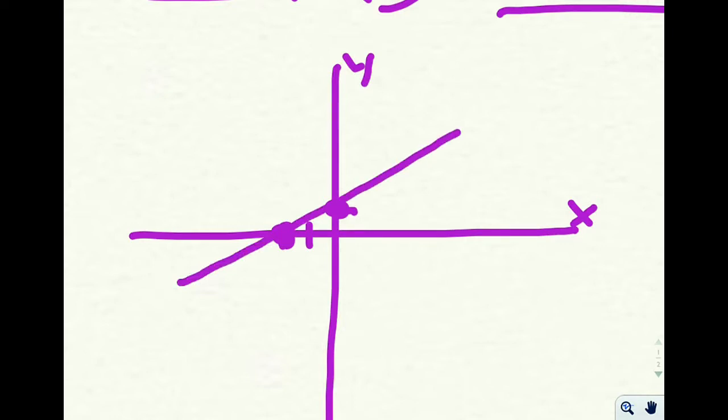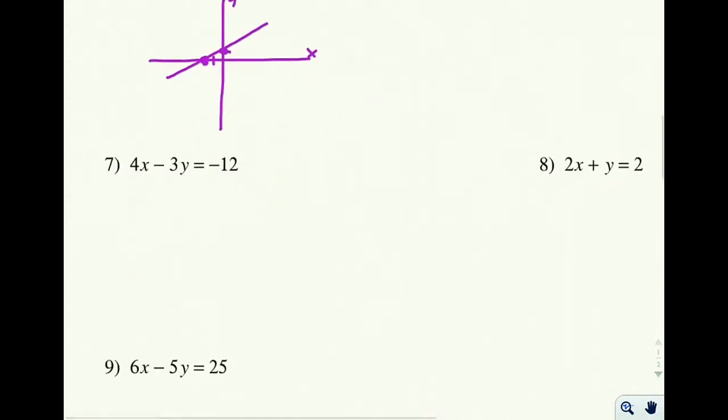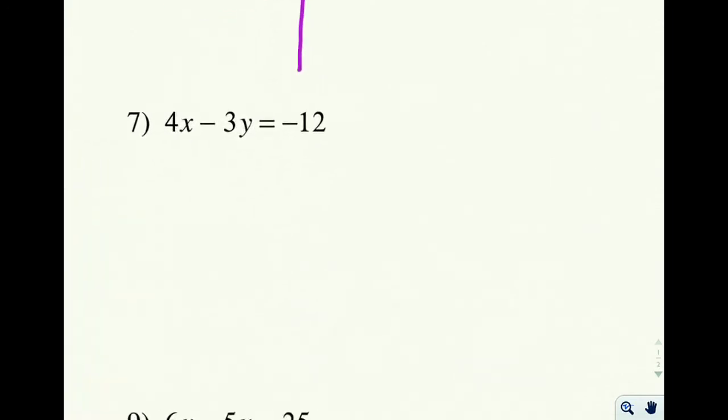So there we go. So we drew our line. We have our 2 points and we draw our line. So that's all you have to do when you're given the intercepts. And then finally on number 7 down here, this form is not giving us intercepts and it's not in that y equals mx plus b form. There's 2 ways to solve it. You can choose which one you're more comfortable with.